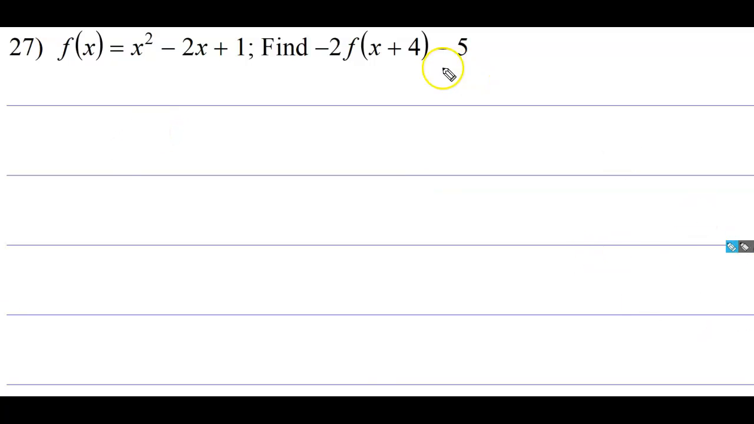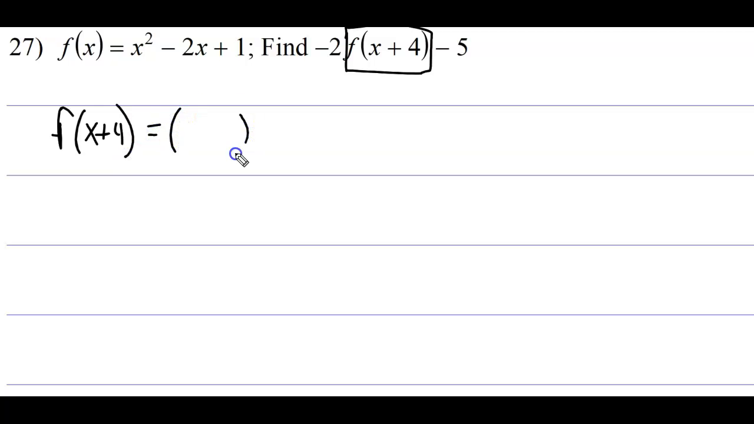All right, so in this problem we have inside things here. We need to plug this into our function, but then after we do that, we also need to multiply it by negative 2 and subtract 5. So here's how I'm going to suggest you guys approach these. First of all, ignore the 2 and the 5, the outside numbers, and let's just focus on the f of x plus 4. So let's do that first. F of x plus 4. You're just going to be plugging that into your equation. So the ones that are in parentheses, that's what you plug in for x in your original equation.